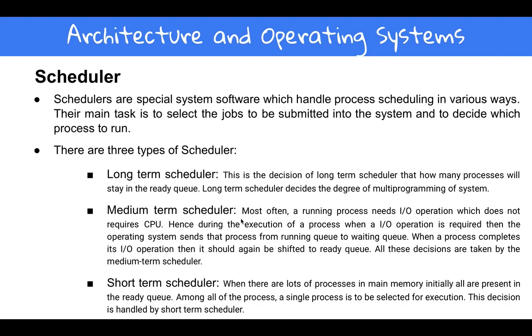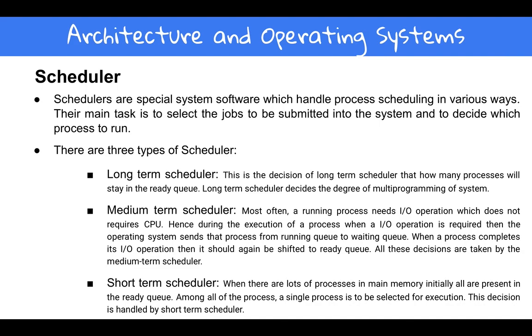The medium-term scheduler, as you see from the name, is for the middle term. Most often, a running process needs an input-output operation, which doesn't require CPU. Hence, during the execution of a process, when an input-output operation is required, the operating system sends the process from the running queue to the waiting queue. When a process completes its operation, it should again be shifted to the ready queue. All these decisions are taken by the medium-term scheduler. As you see, we are somewhere between the short term, which should be executed immediately, and the long term, where we are talking about the big picture.